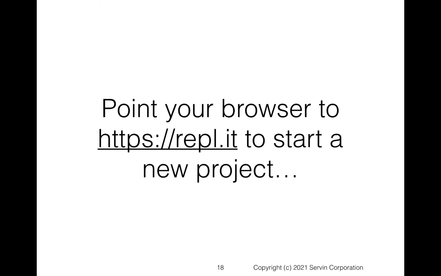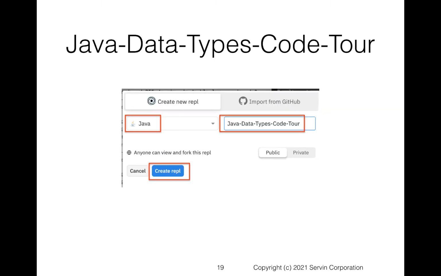So as always, point your browser to Replit, and start a new project. Here the Java Data Types Code Tour will be the name of this project. Of course, select Java, and select create Repl to create this project.